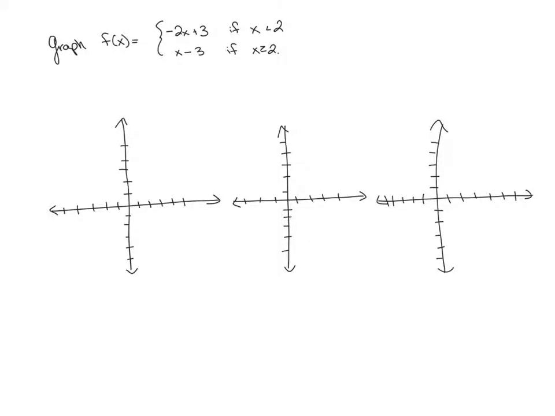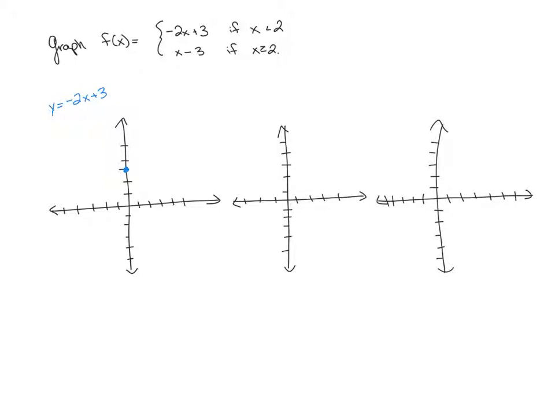When graphing a piecewise function, I like to think of each piece separately first and then bring it together. So for the first graph, I want to graph the complete equation y equals negative 2x plus 3. This is a line. I know we have a y-intercept of positive 3 and a slope of negative 2.